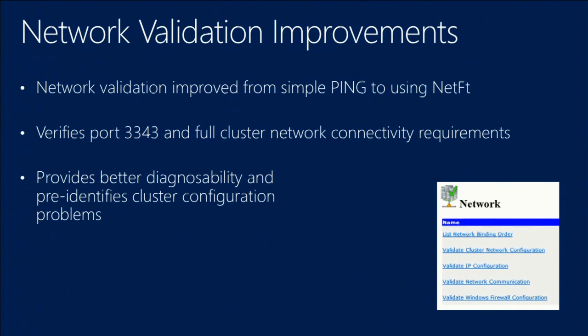The ping works just fine, and you would think that the network connectivity is present on all nodes. And when you try to add that node, or when you try to create a cluster, you would start to hit issues. So this is a fairly important step towards finding out issues early. You still have to enable the port 3343, but network validation now actually helps you find those issues.